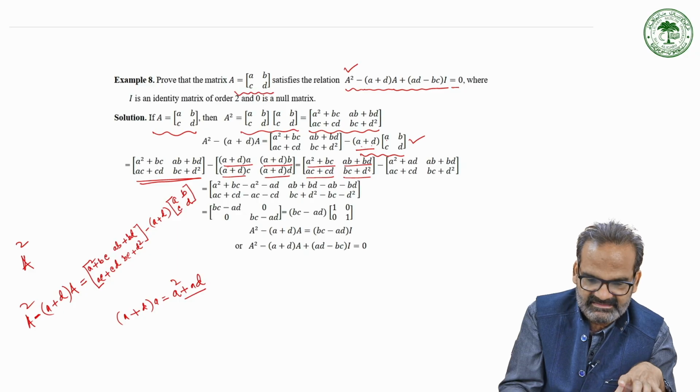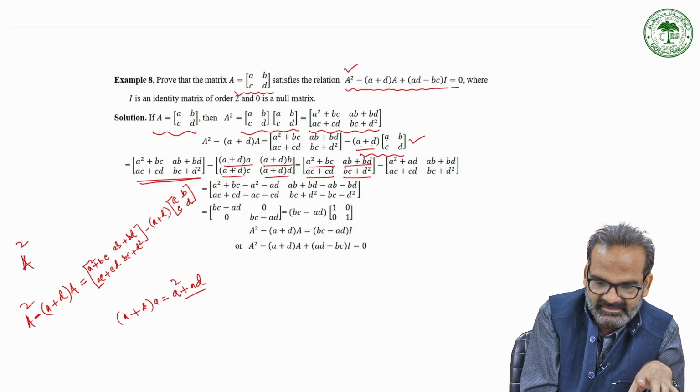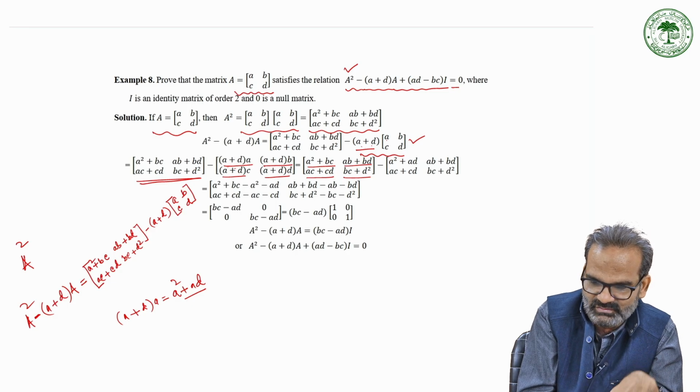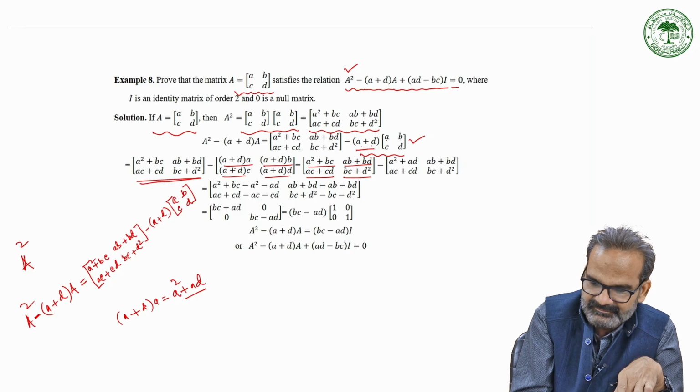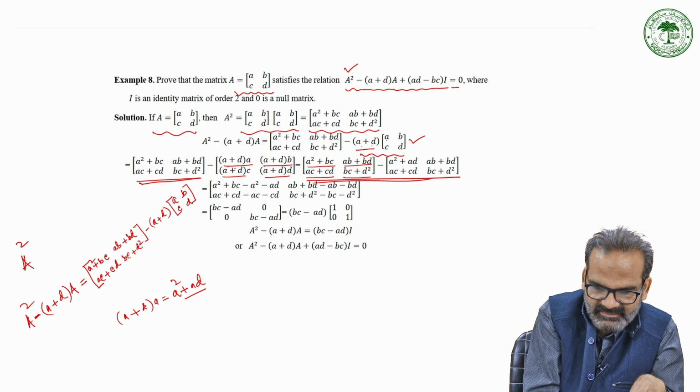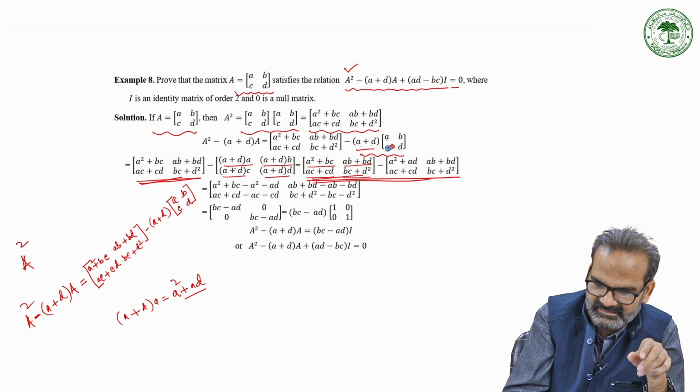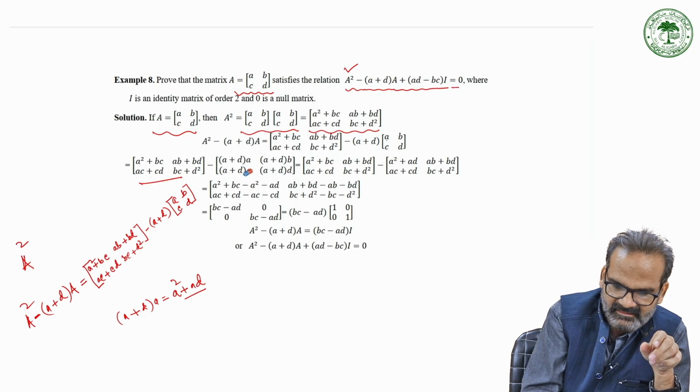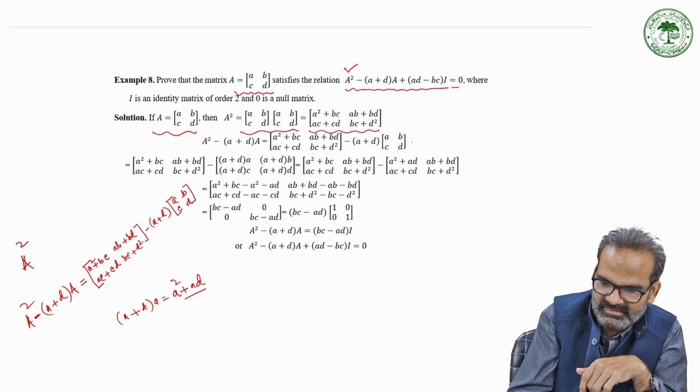First expand this bracket, (A plus D) into A is A square plus AD. Then subtract this matrix from this matrix. So you will get this, right? And this is what? A square plus AD, AB plus BD, AC plus CD, BC plus D square. So now we have opened this bracket. Now take the difference of these two. This matrix is as it is, now open this matrix like this. See, one minute, there is also another way. Up to here we have no problem, up to here it is clear.